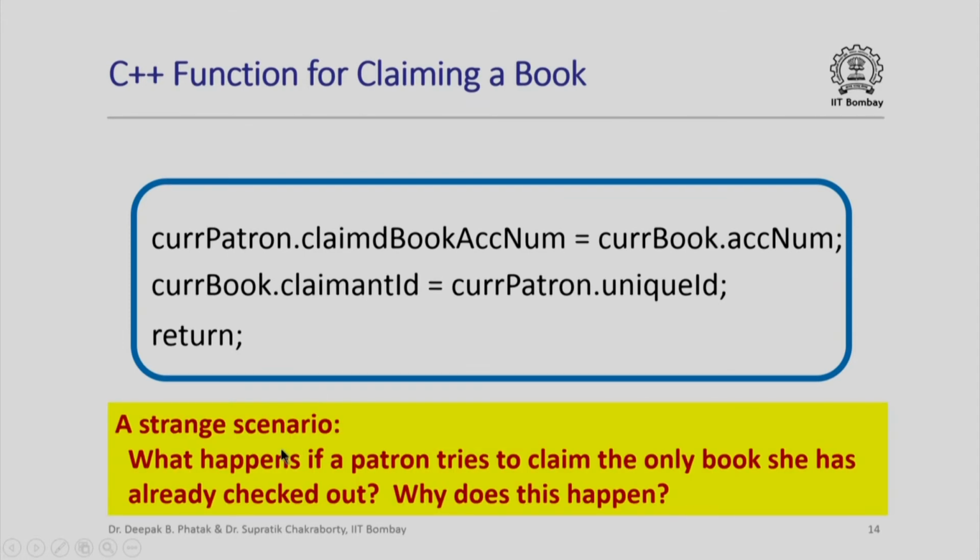Well, but if you just think about it, a strange scenario can arise. What happens if a patron has already checked out a book and then she is trying to claim this book again, and let us say this is the only book that she has checked out. So, she has really checked out one book and she again comes back and tries to claim that same book again. What happens in such a scenario? I will encourage all of you to think about this and also to try to understand why does this happen. We will address this in a few slides ahead in this lecture.